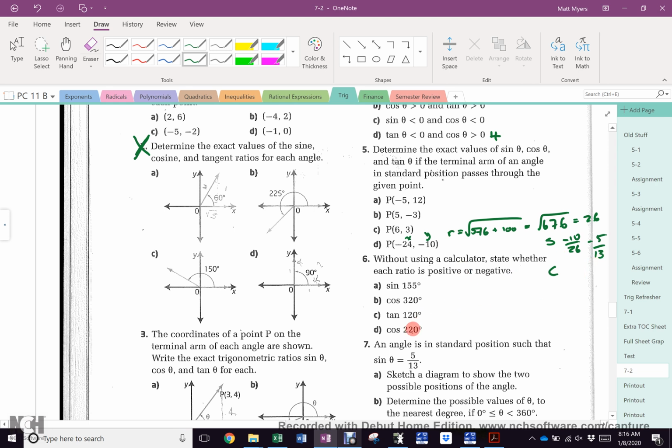Without a calculator, positive or negative, you should be able to do them all, yeah? Choose one. D? Cos 220, that's in quadrant 3, so it is negative, right? These will take 2 seconds. Positive, positive, negative.